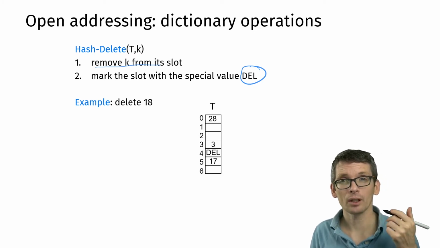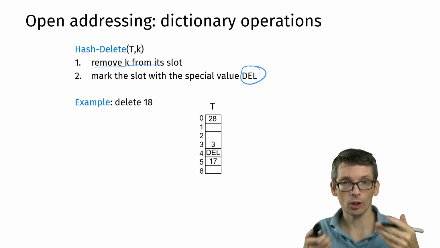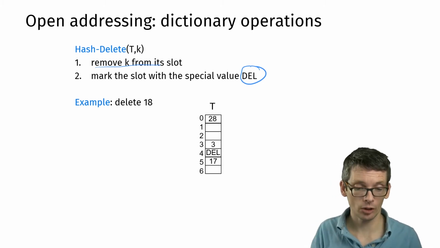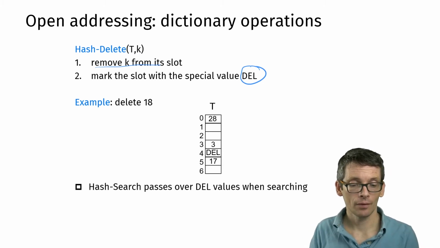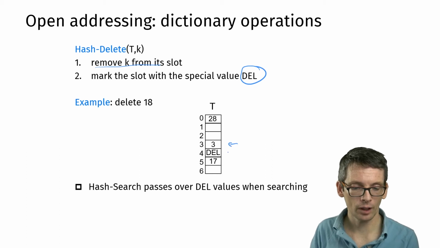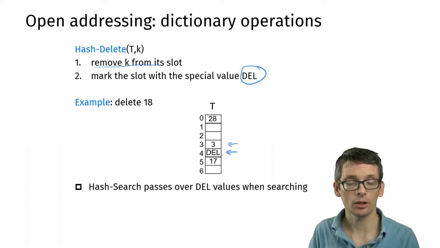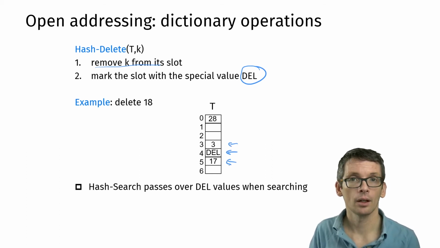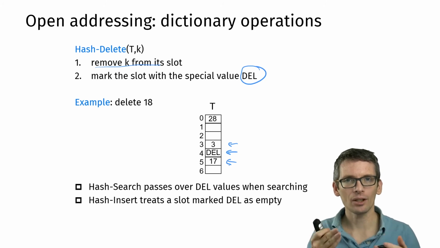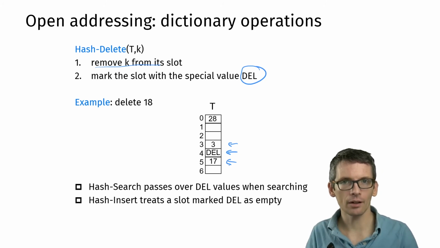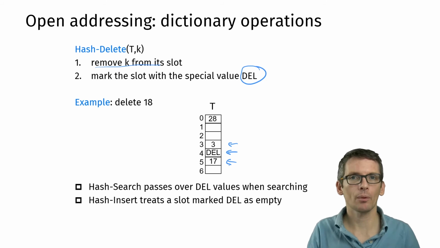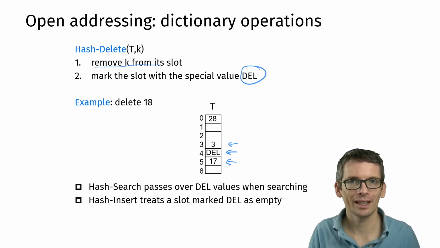And now what we need to make sure is that if we search, so if I, for instance, now search for the 17, then if I see a del, I have to continue. On the other hand, when we insert, we should treat the deleted value as an empty cell where we can insert, because we can simply use it.